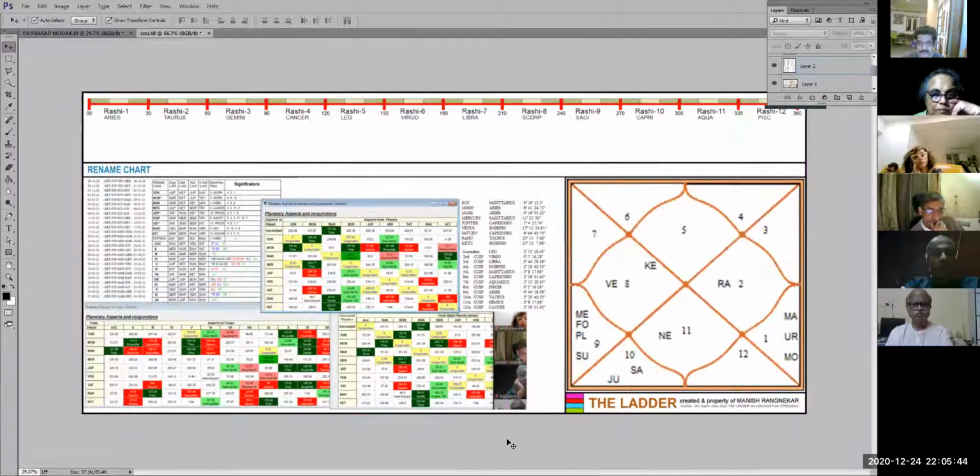So if you see this, this is done. You have got a Vimshottari Dasha, you have got your planet and cusp significations, the cusp aspect hit to the natal, hit to the gochar, your planet and the degrees, and your Rashi chart here and ladder on top.